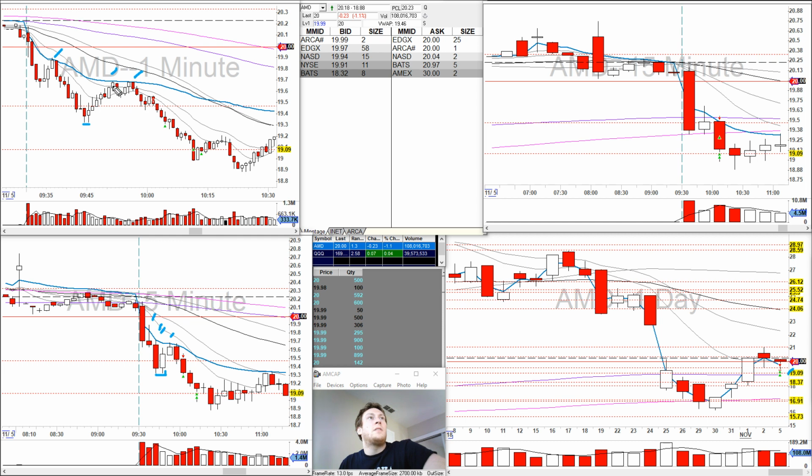But the thing is, I just didn't want to take it short here because look at this chop. It's just chopping between these two moving averages. Never a good time to enter a trade when moving averages are that tight around VWAP. I wouldn't know how to trade it. My stop would just get crunched out every time. So I wanted to see a little more of a trend.